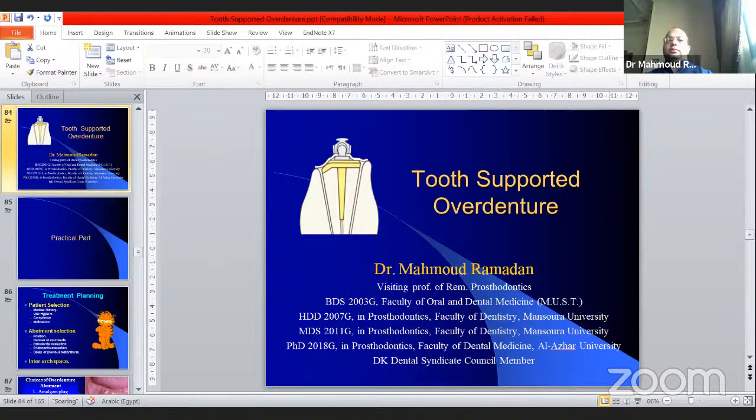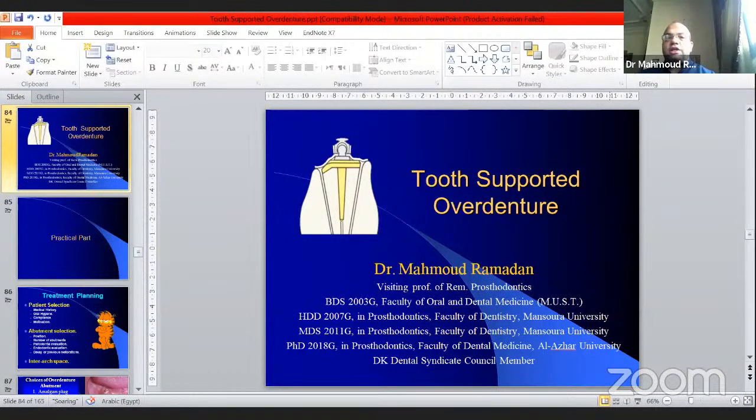Welcome, doctors. We are now completing the second part of our interesting topic, tooth-supported overdenture. Today, we are talking about the clinical and laboratory part, the practical part. First, we are starting to talk about treatment planning. The first important topic is patient selection. We must know our patient's medical history, oral hygiene, motivation, and chief complaint, why he wanted to have dentures. This is a very important topic.